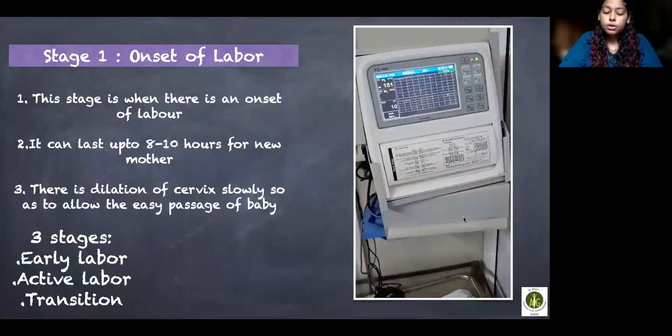Whenever you go to the doctor, first they will check the fetal heart sounds of the child to know about the well-being of the child. And second, they will do a per-vaginal examination to check the dilatation.